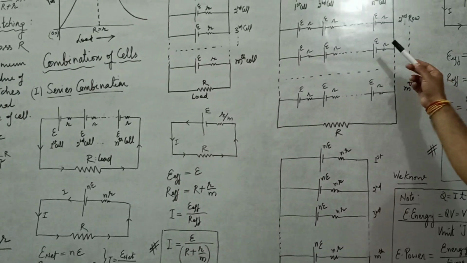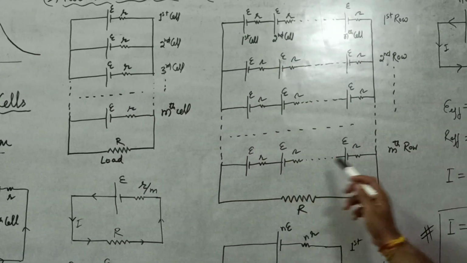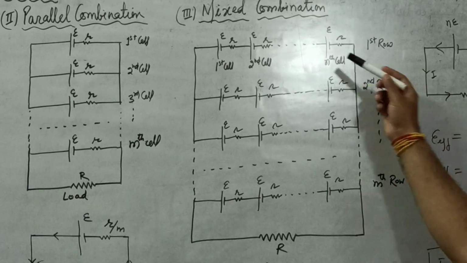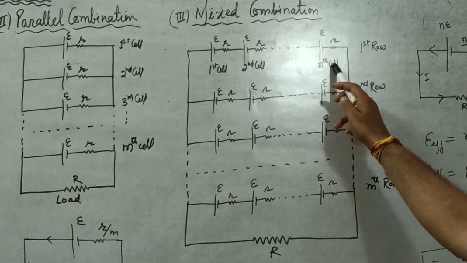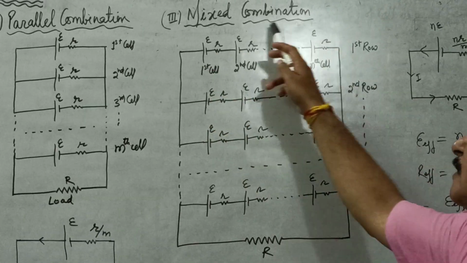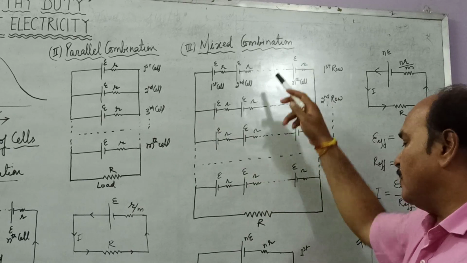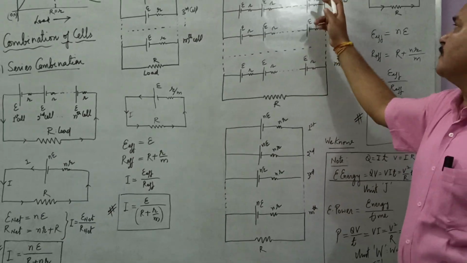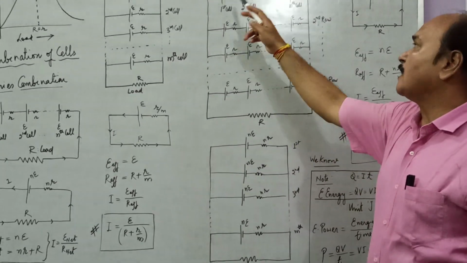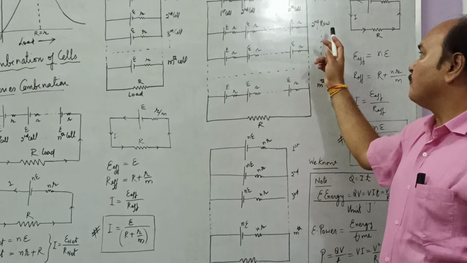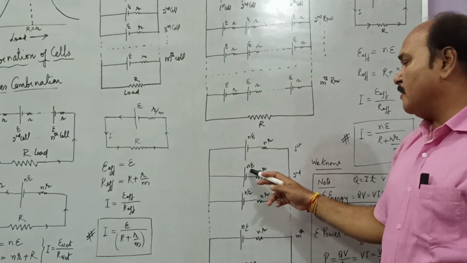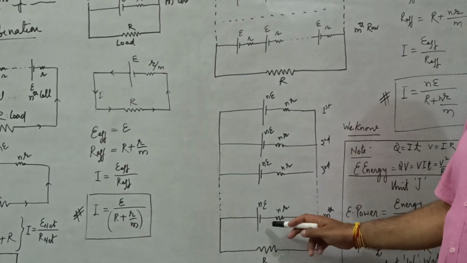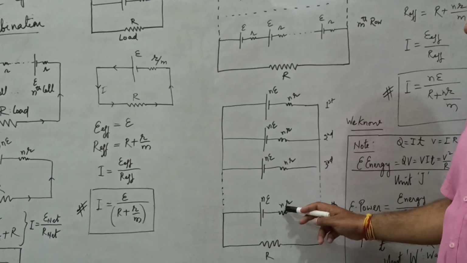And this is mixed combination. See, there are m rows of the cells, and in every row there are n cells in series. So the single cell which is going to replace all this will have an EMF nE as in the series combination, and the internal resistance of the single battery would be r, n times, that is nr. Likewise, the second row also will have a single battery of EMF nE and internal resistance nr, and so on. The mth row will also have a single battery of EMF nE and resistance nr.